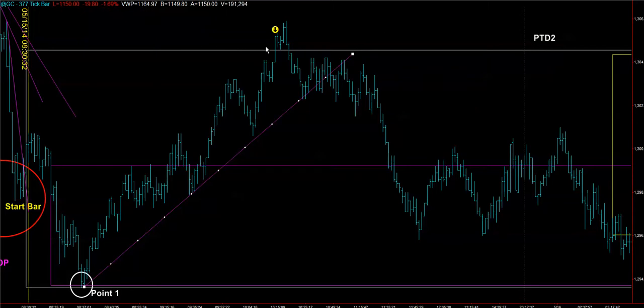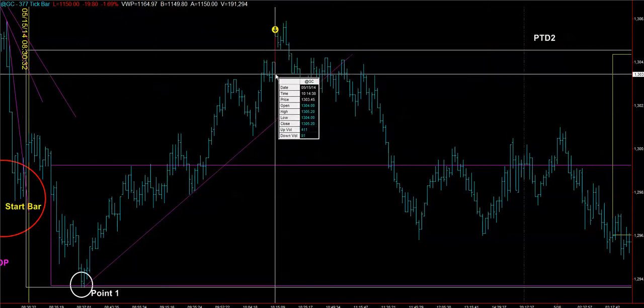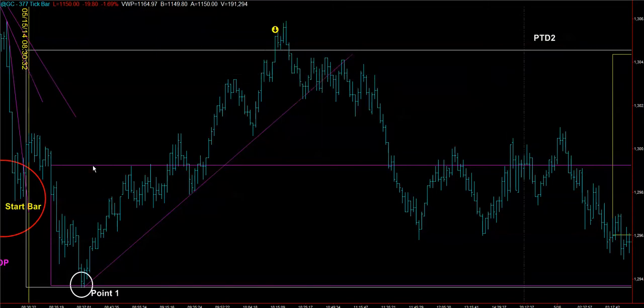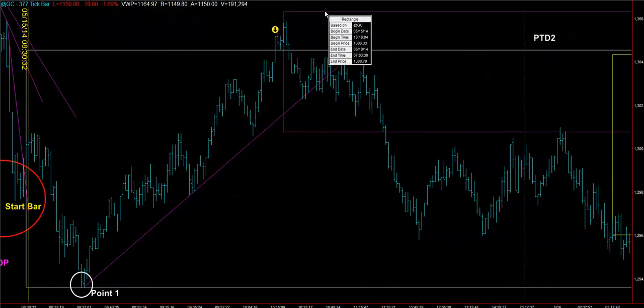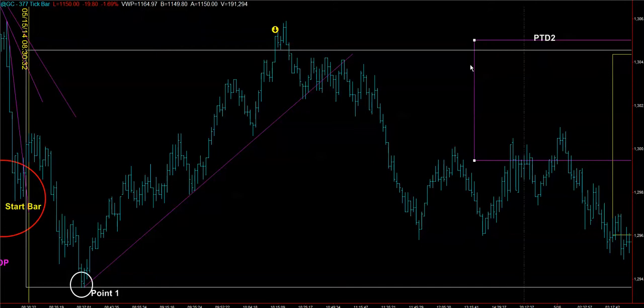Now remember, we can only draw this line at this point in time. So we take our redraw tool and see that there's no need to redraw, it's within its boundaries. So we leave that aside for now until we need it for the target and stop.